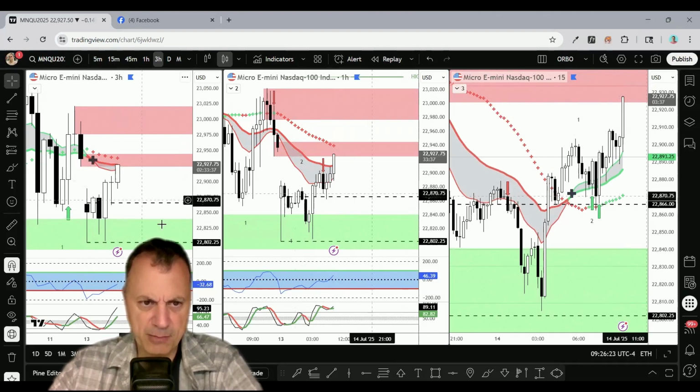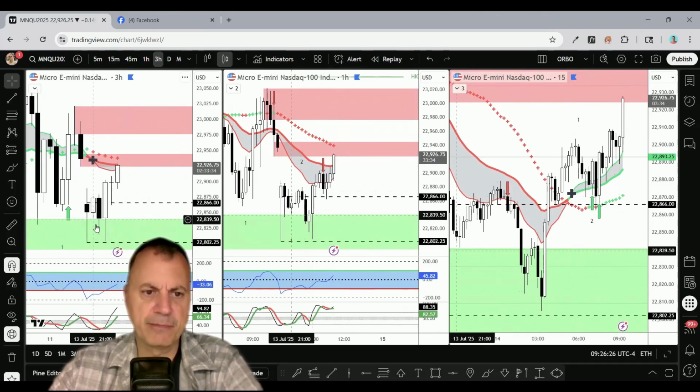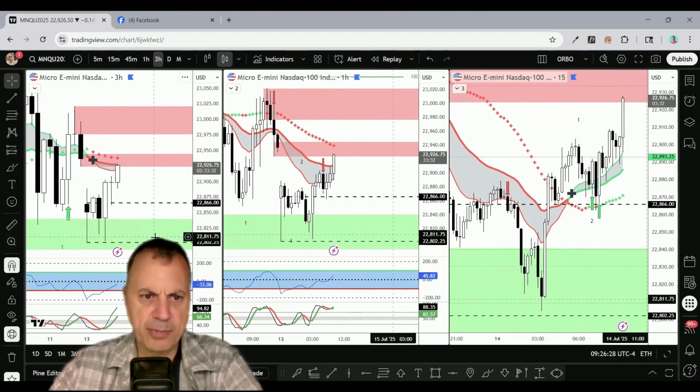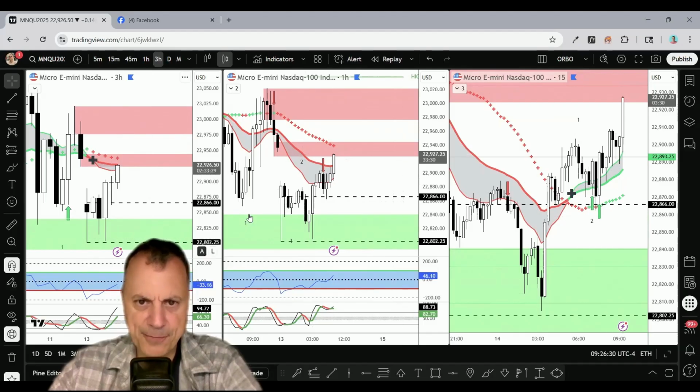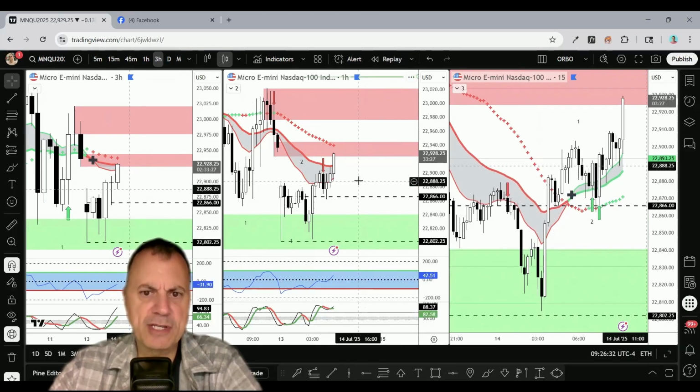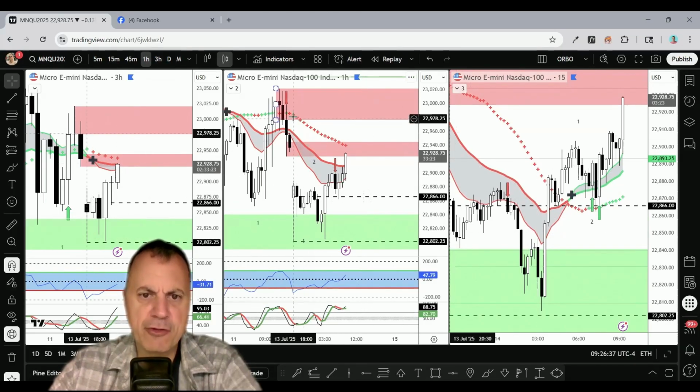Correction into trend cloud, impulse down. Correction into trend cloud, impulse down. We have to assume that. Otherwise, we'll drive ourselves crazy guessing. Same thing on the 1 hour chart, right?